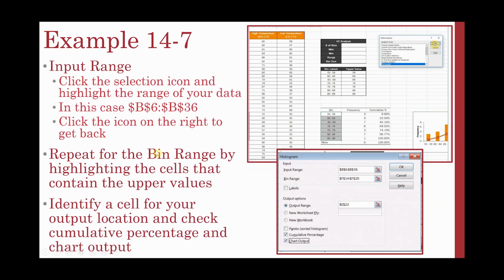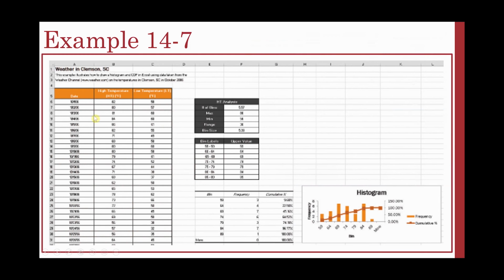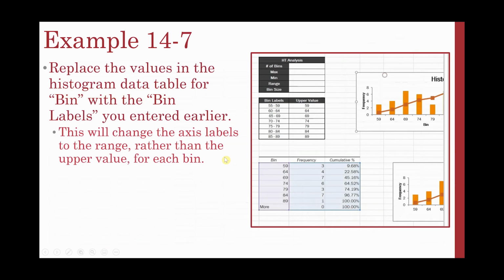We're going to repeat for the bin range by highlighting the cells that contain the upper values. We're going to identify a cell for our output location and check the cumulative percentage and chart output. So basically, just going to pick a point where it's stored. So this is an extremely blurry picture of all of that information. Don't know why it's so bad.